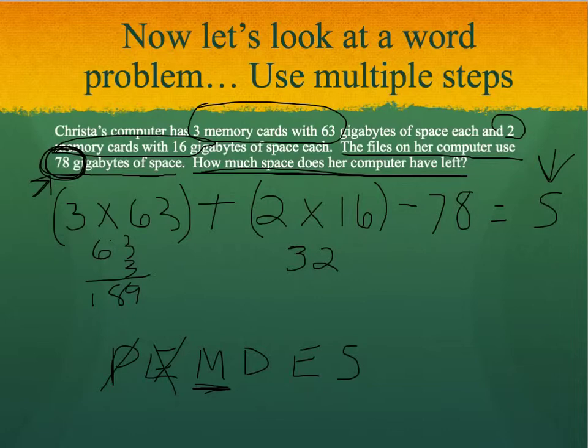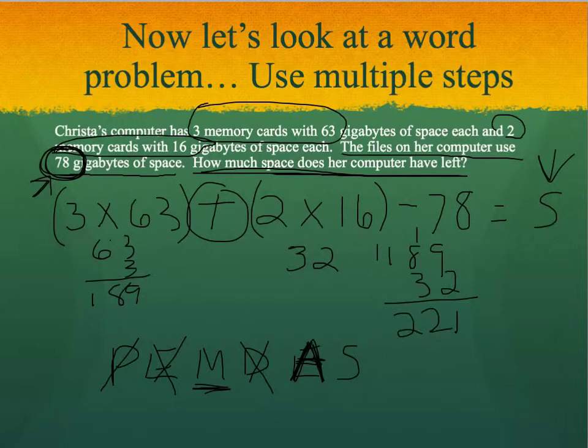Okay. So then we don't have any division. Please excuse my dear. Oops, sorry, I wrote the wrong letter. And then we have here addition. So I do see that we have addition. So I'm going to add 189 plus 32. 9 and 2 is 11. 8, 9, 10, 11, 12.